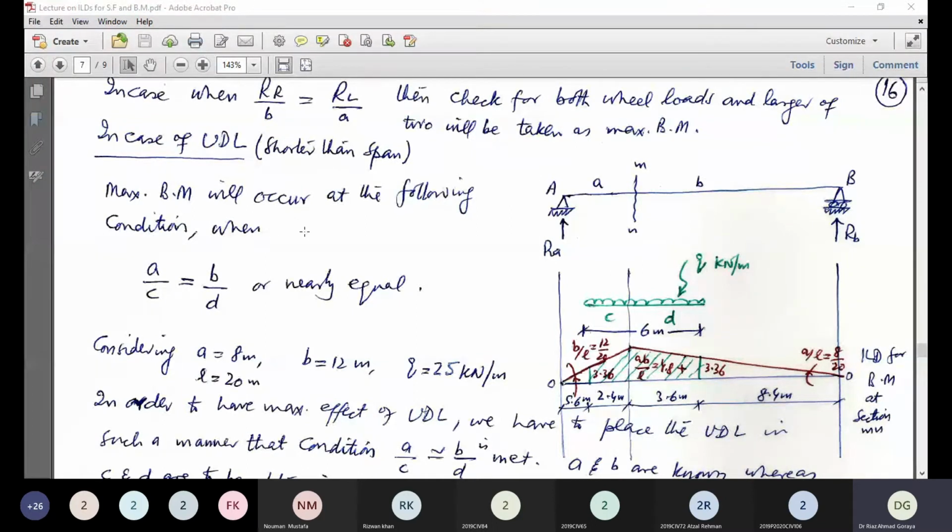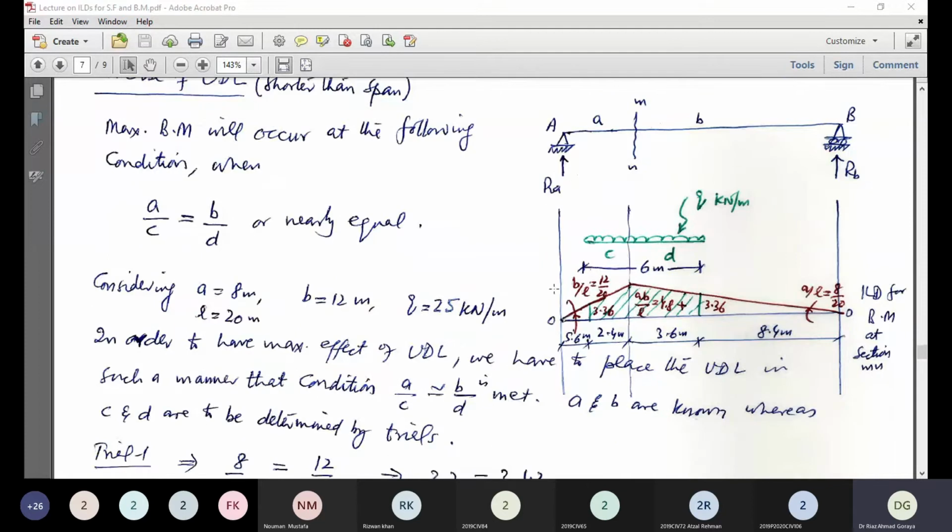Now look at this. This is a UDL having the intensity Q. Now we have to place this UDL in such a manner that the maximum bending moment will occur at the following condition: when A over C is equal or nearly equal to B over D. This is C and this is D. Now we have to adjust this UDL on the section in such a manner that A over C should be nearly equal to B over D.